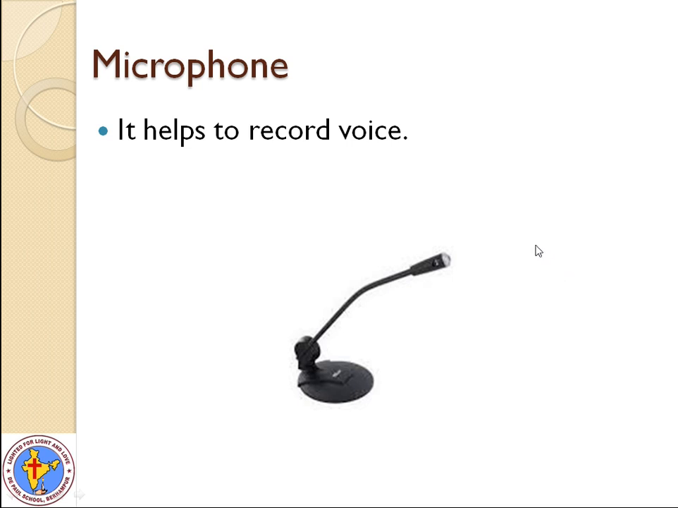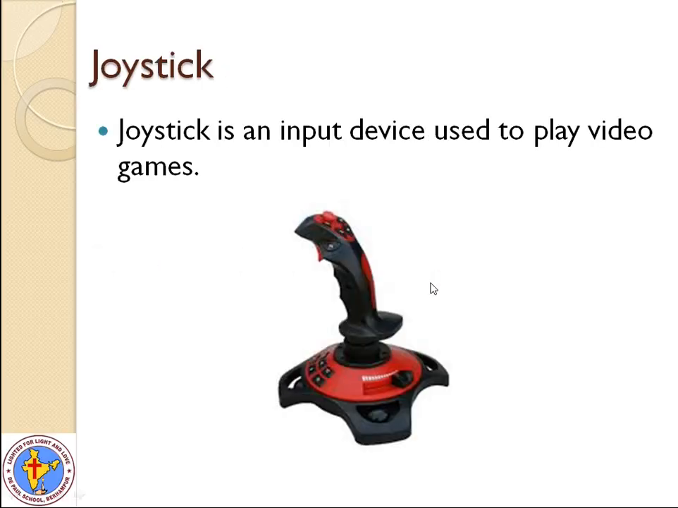Next is microphone. It helps to record voice. It converts sound to audio signals, which are then converted to digital audio data and sent to a computer. Then comes your joystick. Children are familiar with this input device. So joystick is an input device used to play video games. It has a stick. Can you see the stick? It has a stick which can be moved in all the directions.